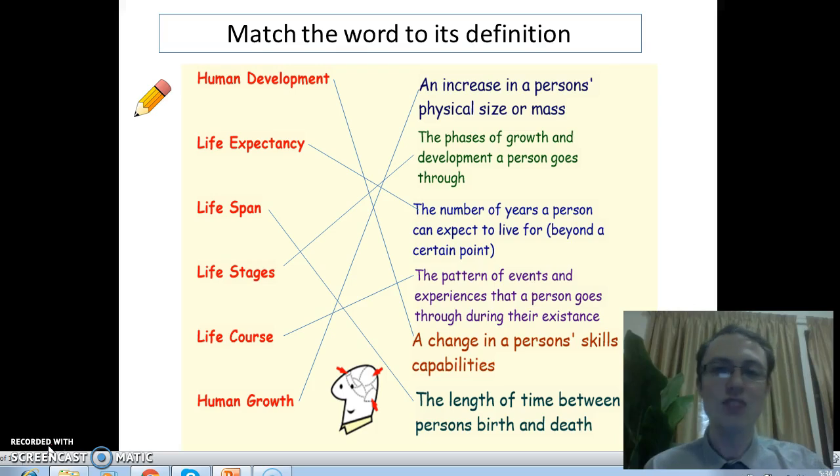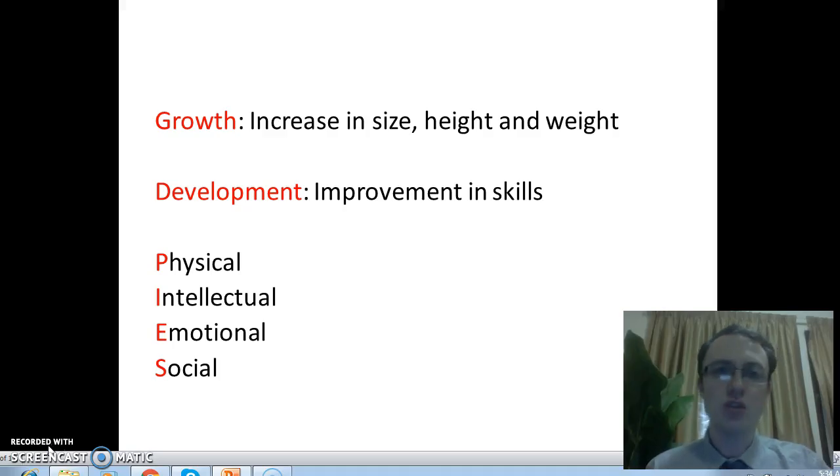Human growth, an increase in a person's physical size or mass. Human development, a change in a person's skills and capabilities. Okay, so growth is an increase in size. Development is an improvement in the skills. What skills, I hear you ask? Well, these skills can be divided into the 4 parts of PIES. PIES being an acronym, each letter representing a different part of development. We've got P for physical, I for intellectual, E for emotional, and S for social.